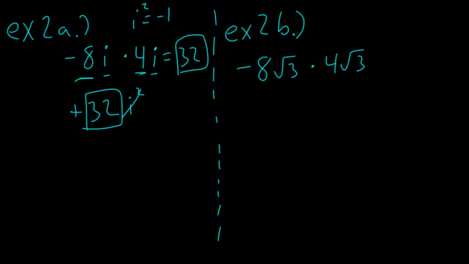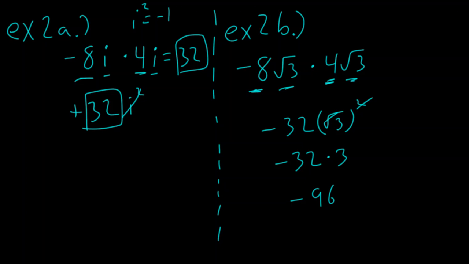Alright, let's move on to example 2b. Here we have -8 square roots of 3 times 4 square roots of 3. So what is -8 times 4? Well, that would be -32. And the square root of 3 times the square root of 3 is really the square root of 3 squared. We know that square roots and squares cancel, so this is really -32 times 3. And -32 times 3 will give us -96. So this simplifies to -96. Alright, let's move on.